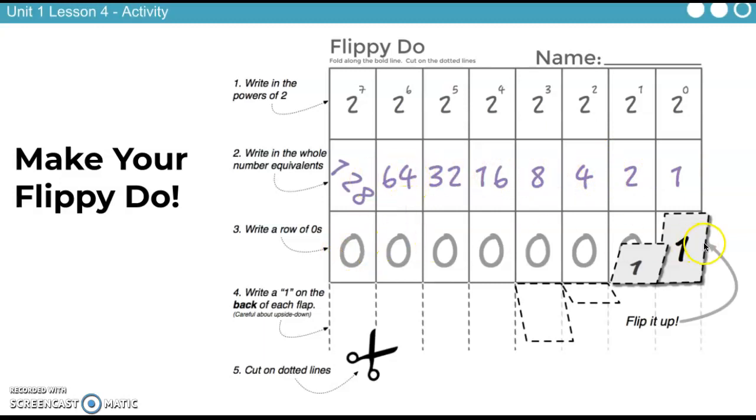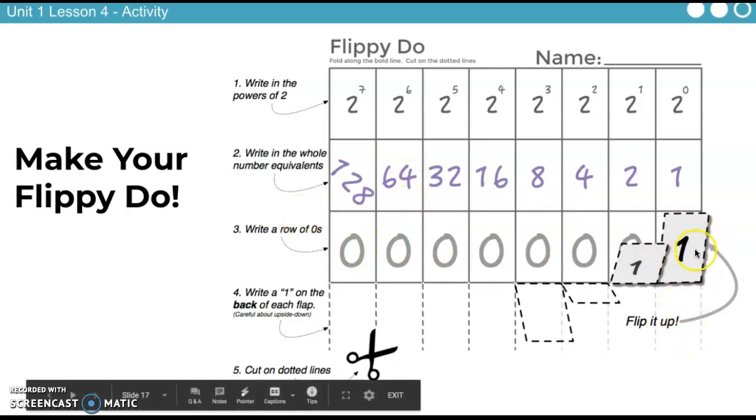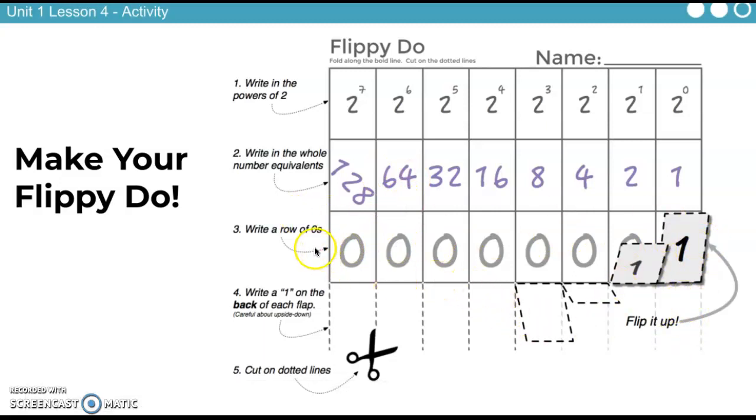And then on this line, you're going to have all zeros, and then you're going to flip it up, and you're going to put ones. Okay?